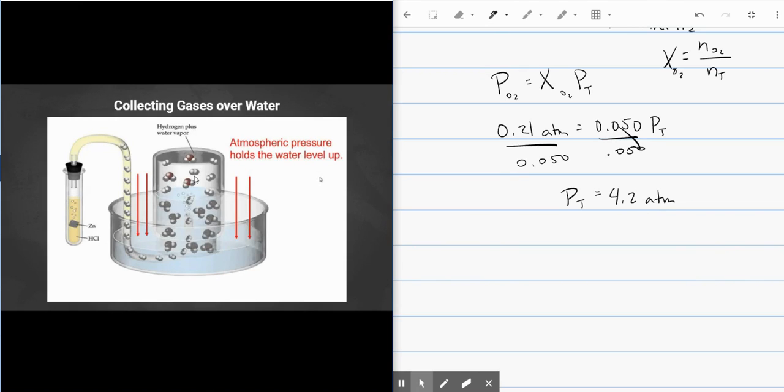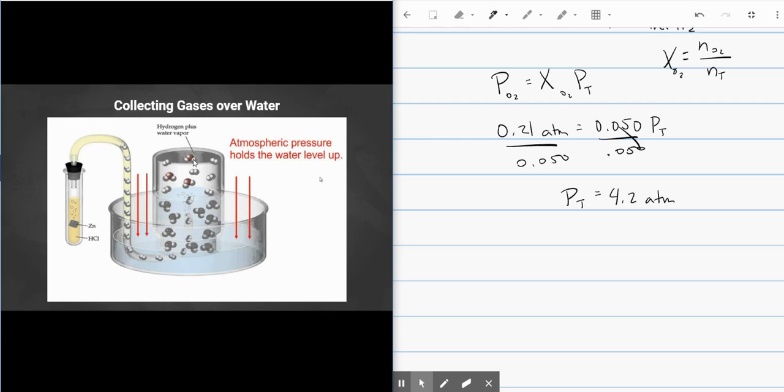All right, so lastly, collecting gas over water. We have zinc metal reacting with hydrochloric acid, and when zinc is attacked by HCl, hydrogen bubbles off. So the hydrogens will come together and make hydrogen gas, and you can see the little H2s going through the tube, and they're going to collect it over here in this beaker over water to keep the gas from escaping.